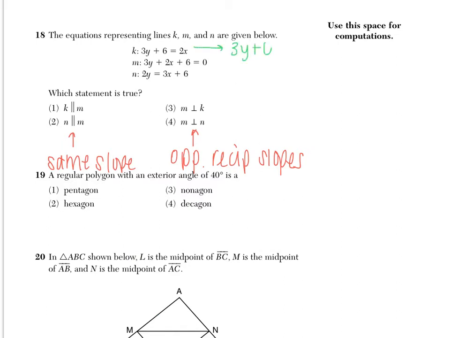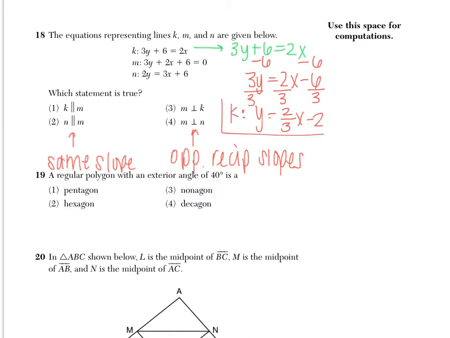3y plus 6 equals 2x. To get it into y equals, I'm going to start by subtracting 6. So we have 3y equals 2x minus 6. Divide each part by 3. So we have y equals 2/3 x minus 2. Now this is the K equation. So I'm going to box this in because I want to make sure I am able to refer back to it.